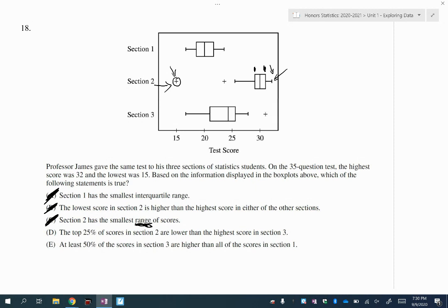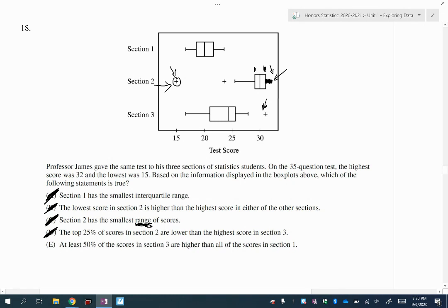All right, the top 25% of scores in section 2 are lower than the highest score in section 3. Let's see. The top 25% of scores in section 2, that's actually right here, this whisker, are lower than the highest score in section 3. No, it actually looks like if it had said they're higher than the highest score in section 3, then that would have been true, because they're actually above the highest score in section 3. So it has to be E.